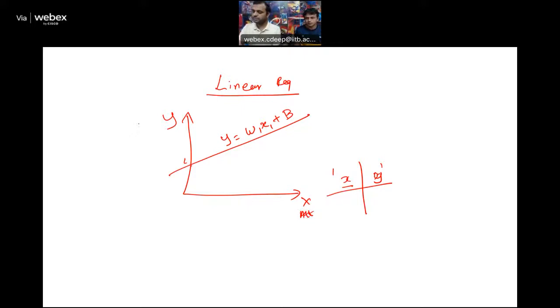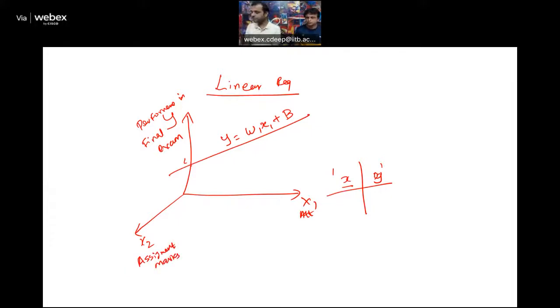This is maybe the performance in the final exam. Suppose I have another variable, for example, x2, say the assignment submitted or assignment marks.